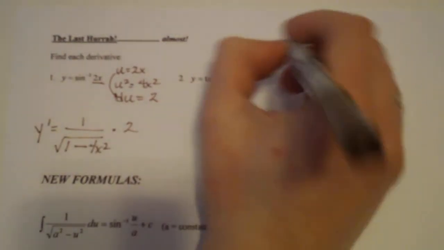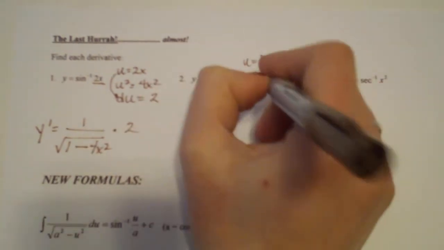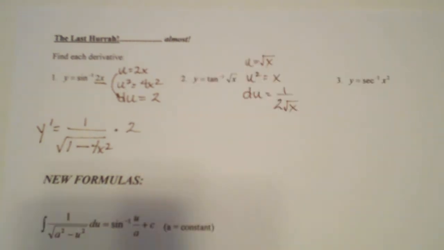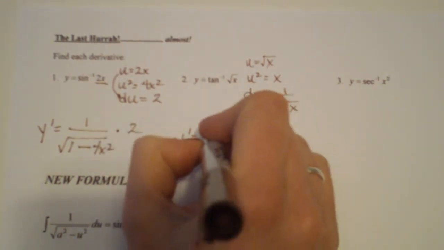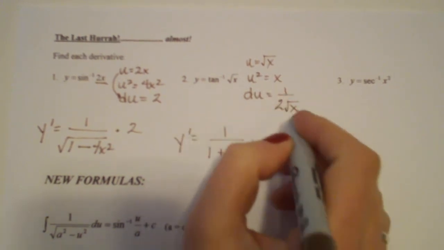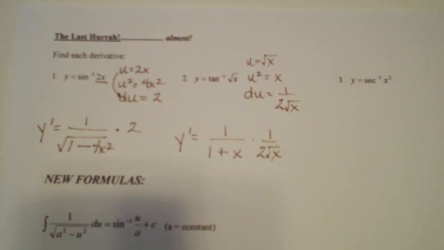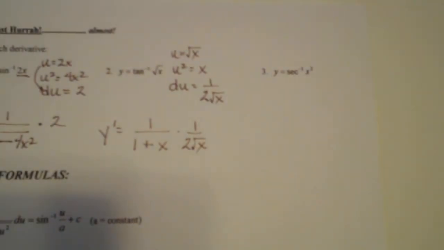Good? Okay, second one. In this case, again, u is radical x, u squared, if I square that, I'm going to get plain old x, and then the derivative of radical x is 1 over 2 radical x. So that's what I have for my setup. The derivative formula, if you recall, 1 over 1 plus u squared, which is x, times the derivative of u, 1 over 2 radical x. Obviously, I can simplify that, but I don't care right now. It's good enough.